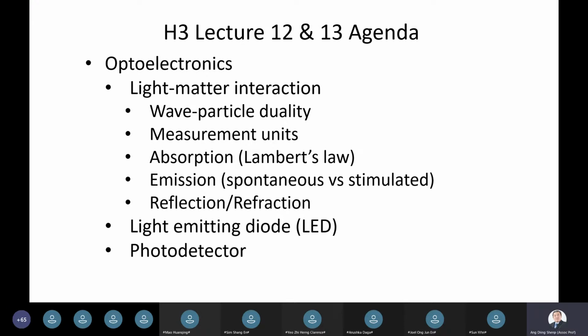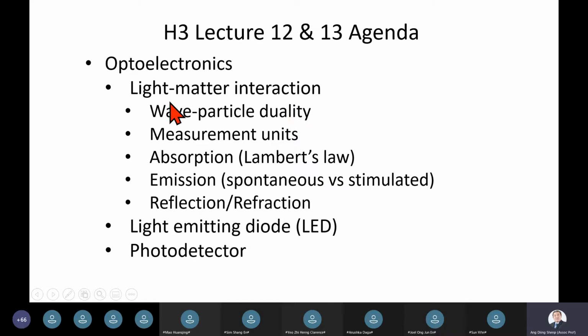All right, so this is lecture number 12. So this will be the agenda for today. All right, we are starting a new topic on optoelectronics. Optoelectronics refers to electronic devices that function based on interaction with light. The first subtopic that we are going to discuss will be on light-matter interaction.